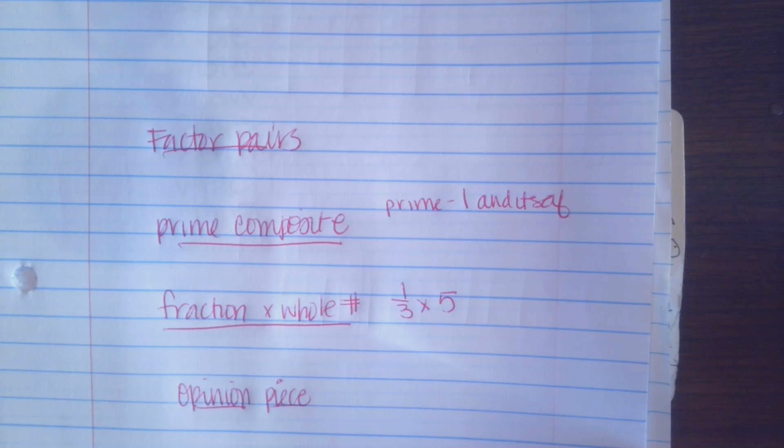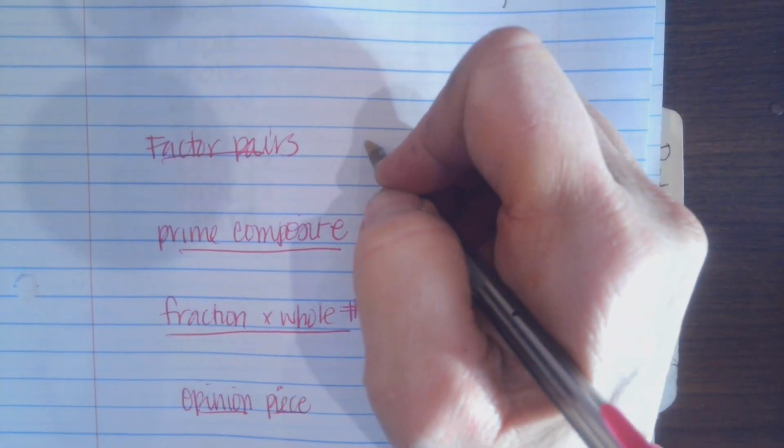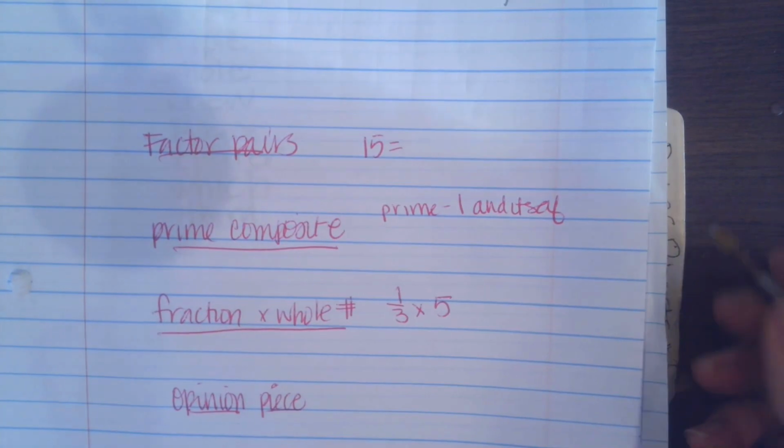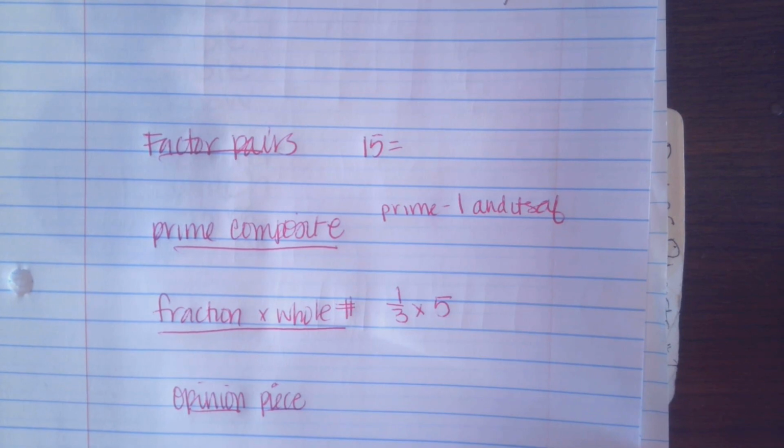Okay. So I'm going to go over prime and composite. I'm going to go over factor pairs, and I'm going to go over fraction times a whole number. That's what your report card said that you needed some help with. So a factor pair means that you have a number like 15. If you do this every single time, Peter, and you do it exactly the way I tell you to do it, this will be off your report card and you'll be a master at it.